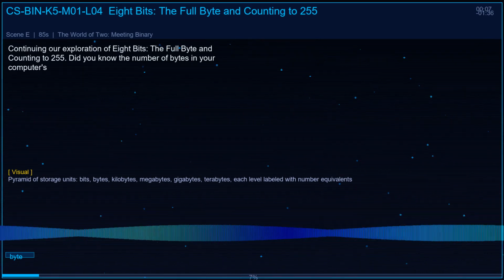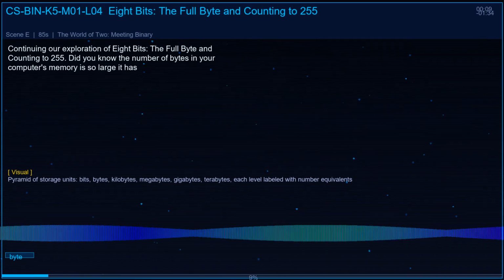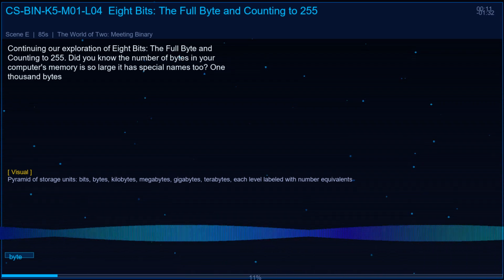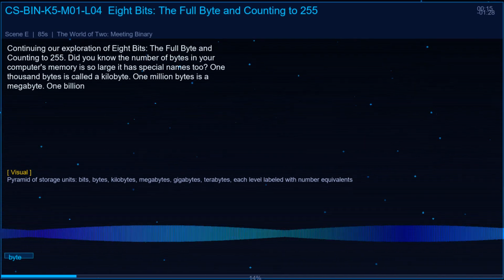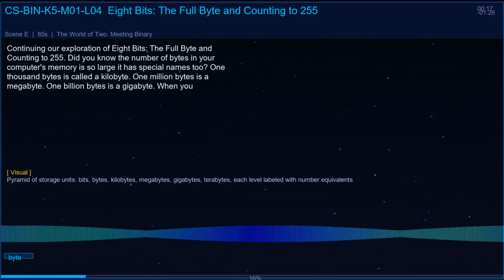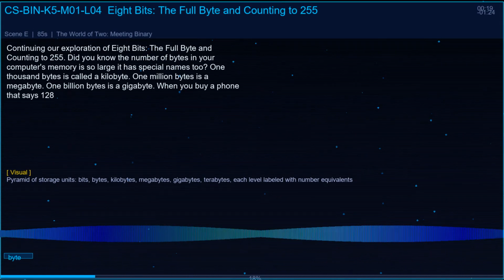Did you know the number of bytes in your computer's memory is so large it has special names too? 1000 bytes is called a kilobyte. 1 million bytes is a megabyte. 1 billion bytes is a gigabyte.